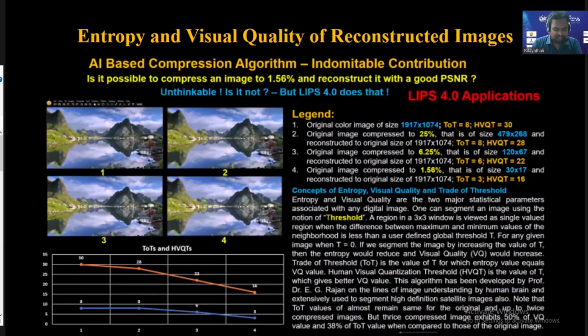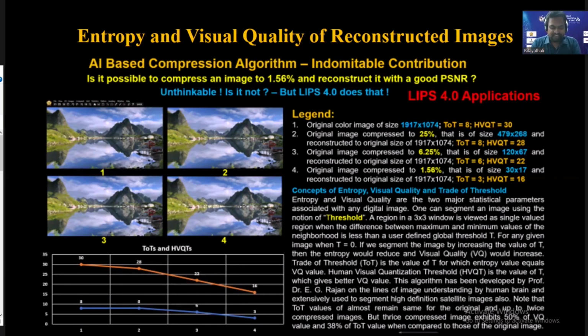Concept of entropy, visual quality, and trade-off threshold. Entropy and visual quality are the two major statistical parameters associated with any digital image. One can segment an image using the notion of threshold. A region in a 3x3 window is viewed as a single valued region when the difference between maximum and minimum values of the neighborhood is lesser than a user defined global threshold T.